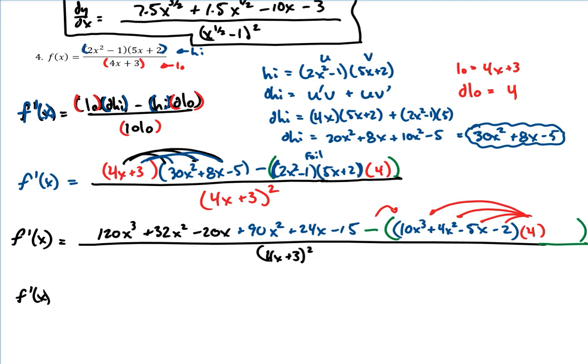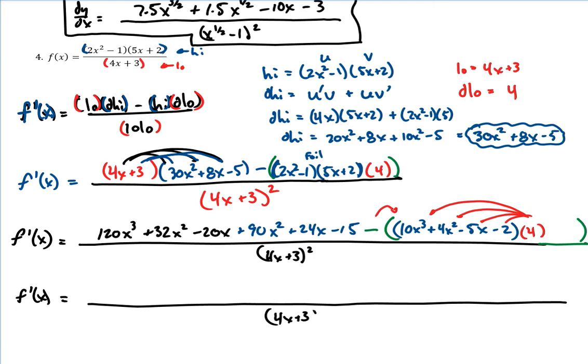Okay, so what we have, so our f prime of x is equal to, let's go ahead and try to draw a horizontal line. Sometimes I have a tough time with the computer pen. Not bad. Okay, so that's our big fraction, and then still just 4x plus 3 squared down below. And then I guess we can simplify some of this. Let's simplify what we can. So it looks like I have a positive 32x squared and a positive 90x squared. And I also have a minus 20x and a positive 24x.